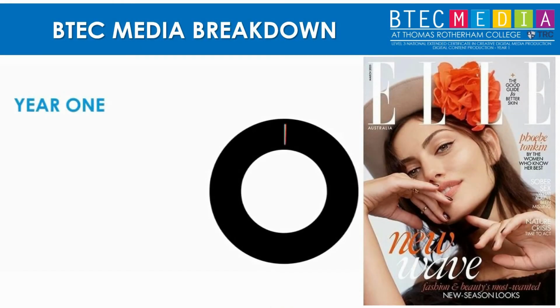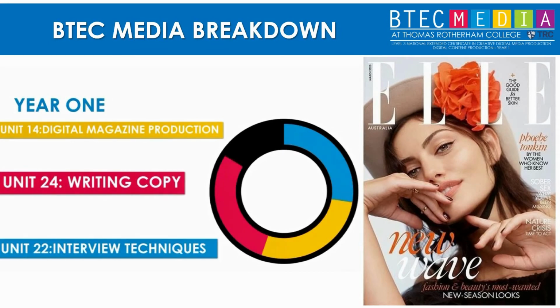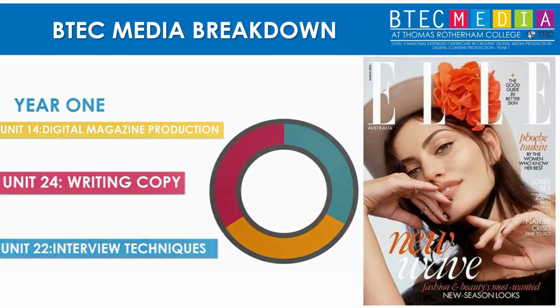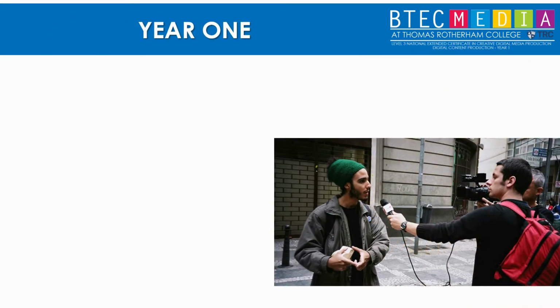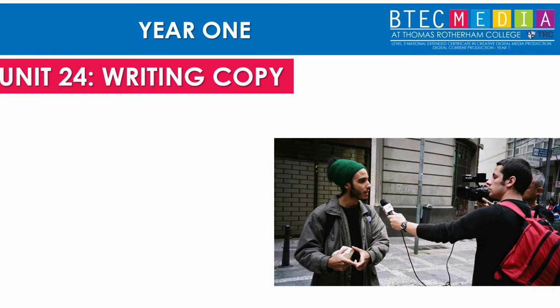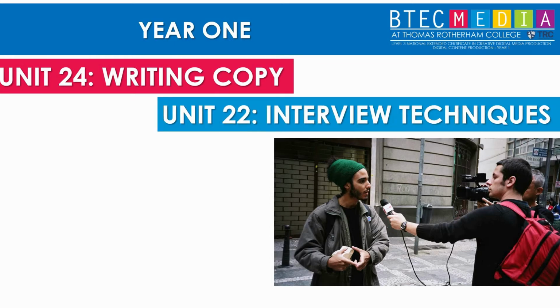Now let's look at the content of BTEC Media. The first year is split into 3 equally weighted units. They're each worth 1/3 of your grade. We begin the first year by looking at 2 units, Unit 24, Writing Copy, and Unit 22, Interview Techniques.